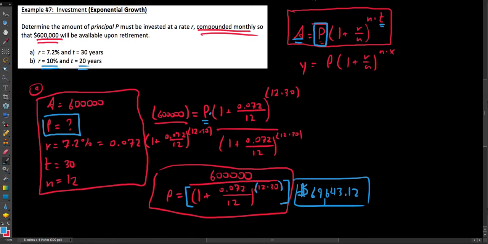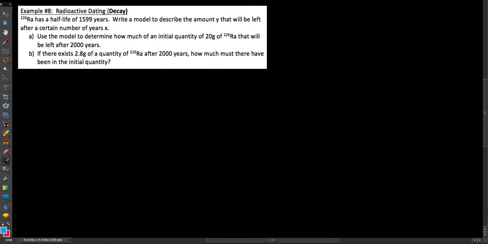So let's go ahead and take a look at this problem here. It says radium-226 has a half-life of 1,599 years. And that's going to be important here in this problem to remember that value, that its half-life is 1,599 years. At least we have to wait that long before our initial amount's cut in half. It says for us to write a model to describe the amount y that will be left after a certain number of years x. And so in terms of write a model, now that's kind of a thing here. Like, what do you mean write a model?